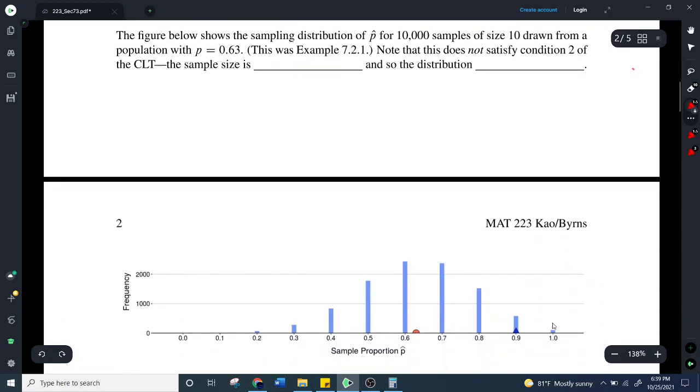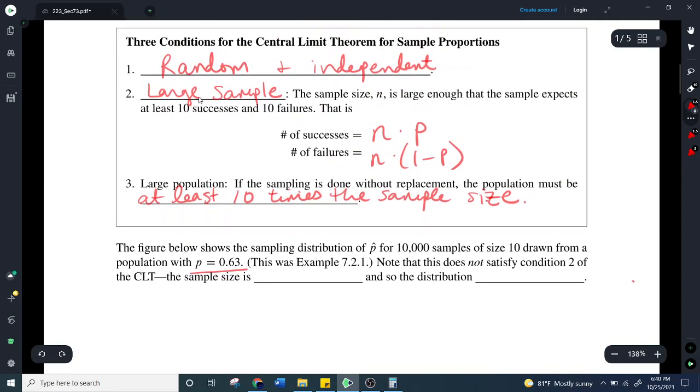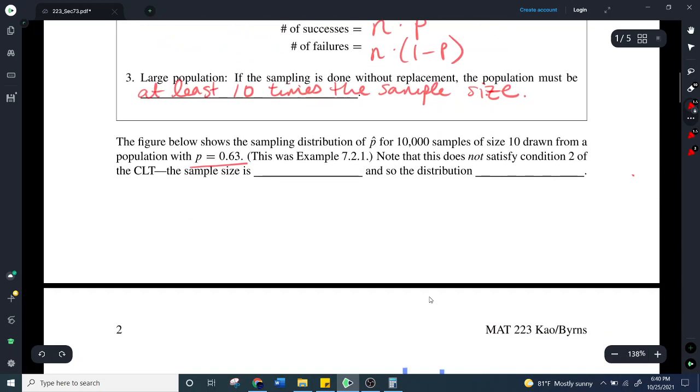It says the figure below shows the sampling distribution of p hat for 10,000 samples of size 10. So what we did is we pulled a sample of size 10 over and over again, 10,000 times. We know that the population proportion is 63%. It says, note that this does not satisfy condition 2 of the central limit theorem. Condition 2 says that we have to have a large enough sample to expect at least 10 successes and 10 failures. Well, that's not the case here.